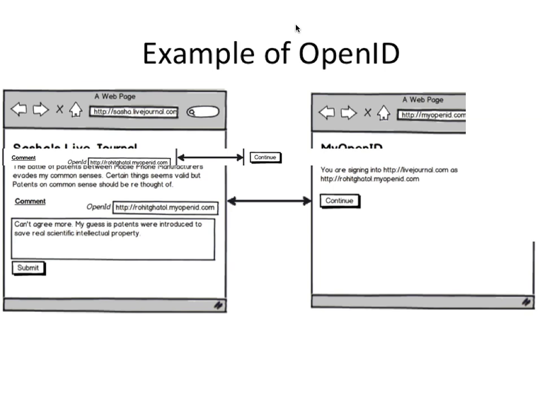Sasha's Live Journal is a place where a girl called Sasha is writing about the battle of patents between mobile phone manufacturers, which evades my common sense. Certain things seem valid, but patents on common sense should be rethought. And I want to comment: can't agree more with you. My guess is patents were introduced to save real scientific intellectual properties and not rounded corners. I didn't say that, but I can always say that.